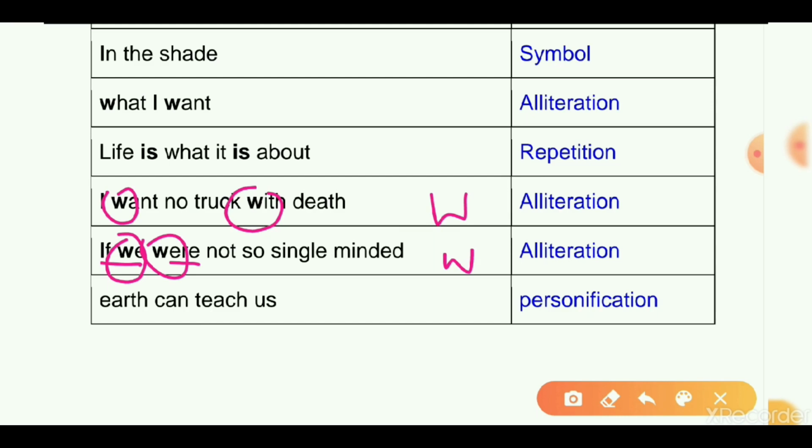You can identify it easily, so there is no need to get very worried. I told you right in the beginning that it's important to identify the poetic devices rather than rote memorize them.